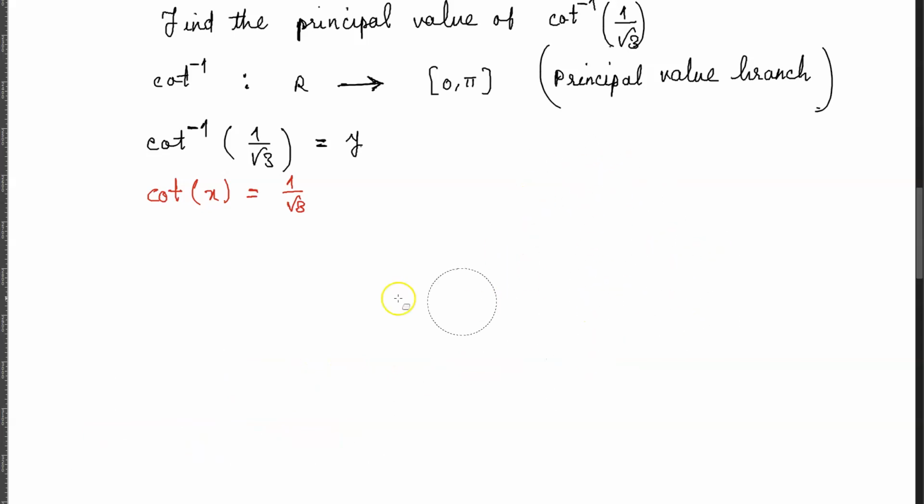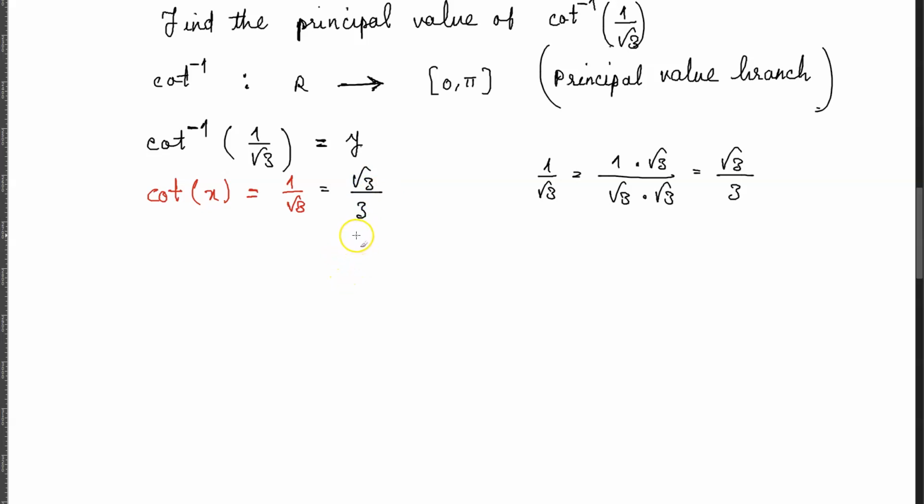So what that means is that you need to know what angle gives you the ratio 1 over square root of 3 using the trigonometric function cot, right? So 1 over square root of 3, I can write it as 1 over square root of 3 multiplied by square root of 3, and it will give you square root of 3 over 3. So this is the same thing as square root of 3 over 3.